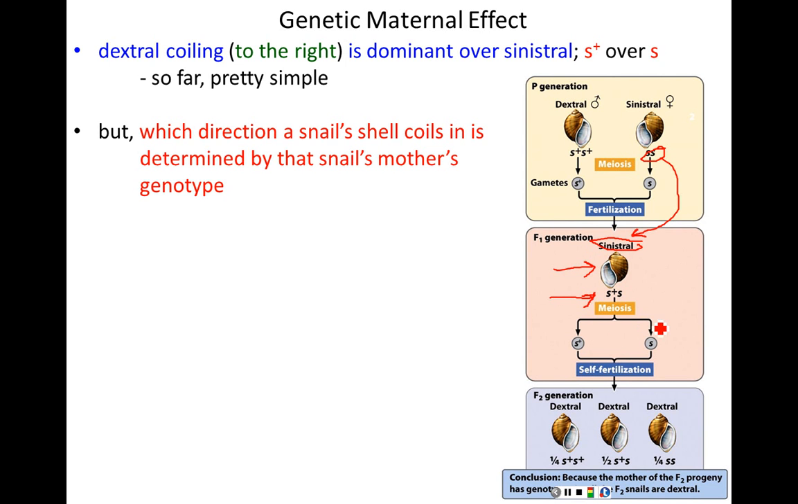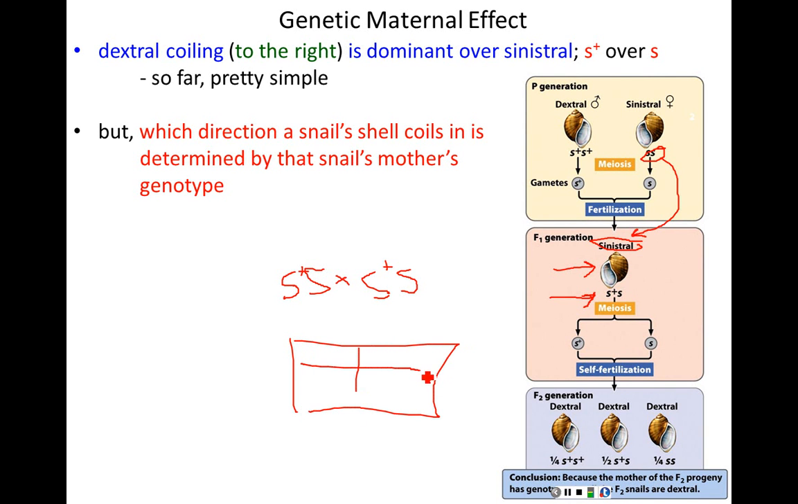Now you do a self-cross, right? The brothers and sisters of this F1 are mated. Think about that for a second. That's going to be S+S, heterozygous, mated with S+S, heterozygous. Hopefully you can do these in your sleep by now. Heterozygous by heterozygous cross is going to give us 3/4 dominant, 1/4 recessive. Typical Punnett square. Look at the offspring of that cross, and they are all dextral.